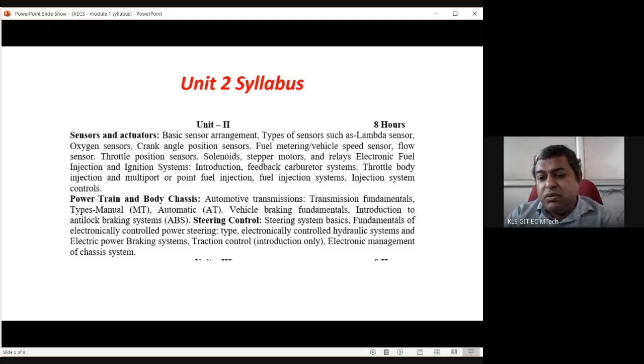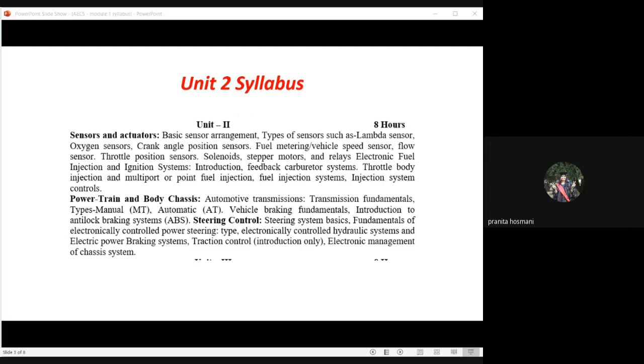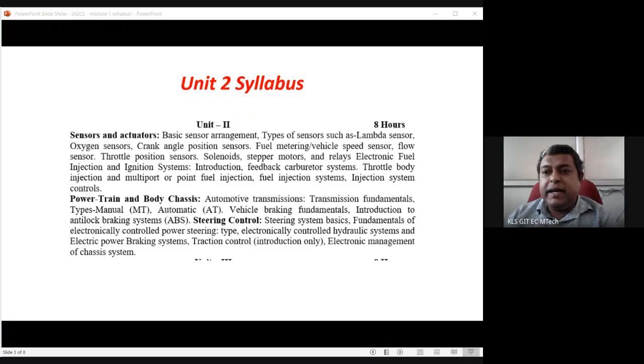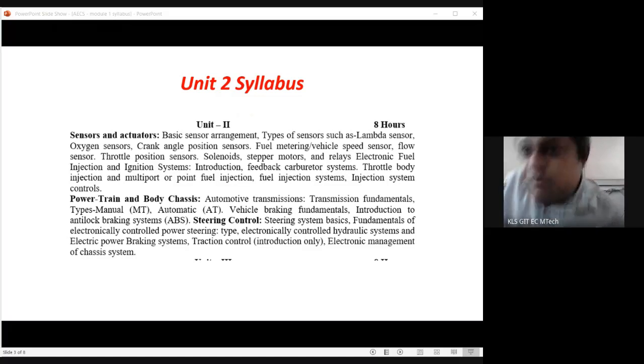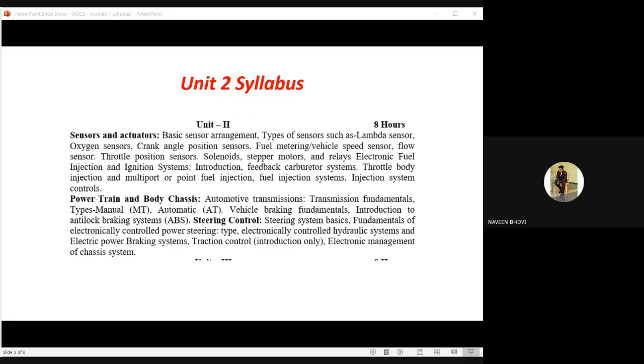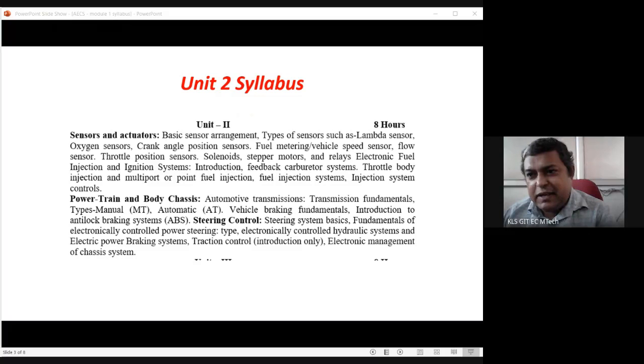Anybody, can you tell me what is meant by actuator? Any idea? I'll just give you a case. Okay, Naveen wants to say something. Sir, an actuator converts mechanical to electrical or electrical to mechanical. Actuator is actually an actuating thing. It takes an electrical signal and converts it into mechanical.